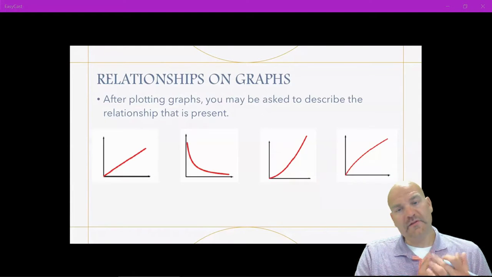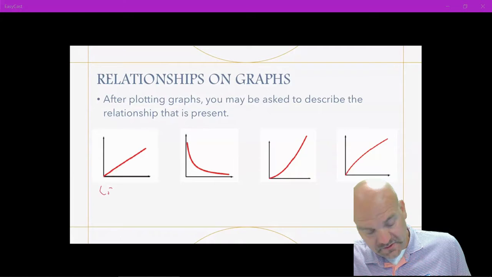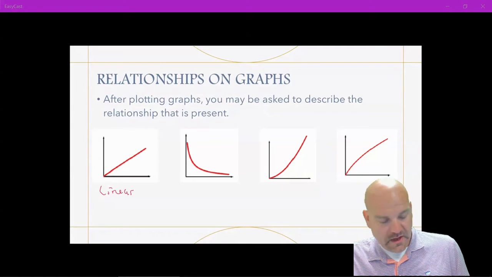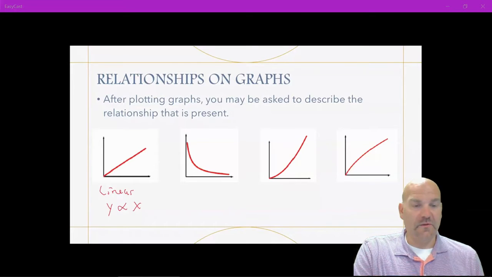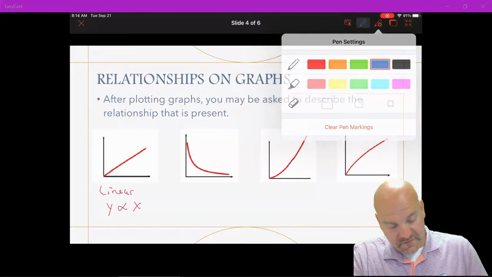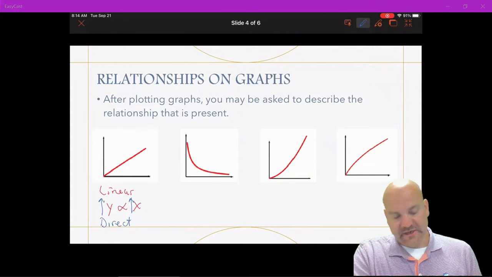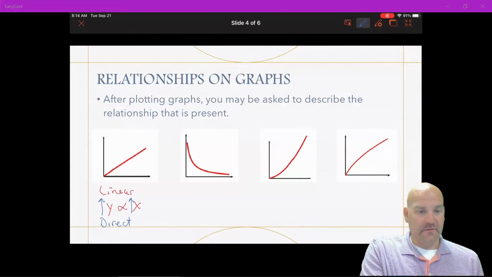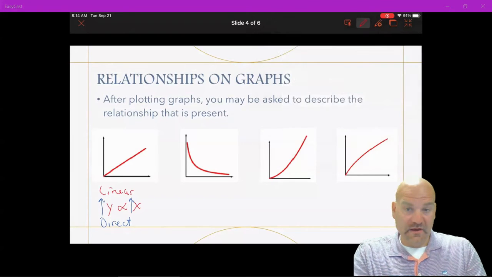Okay. And these are the four basic relationships. The first one, of course, is our linear relationship. And what that means is y is proportional to x. Now, remember, proportionality means as one changes, the other one changes. So basically, as x increases, y increases. And that's why we call it a direct relationship, right? So as one goes up, the other goes up. Okay. And then vice versa. One goes down, the other goes down.